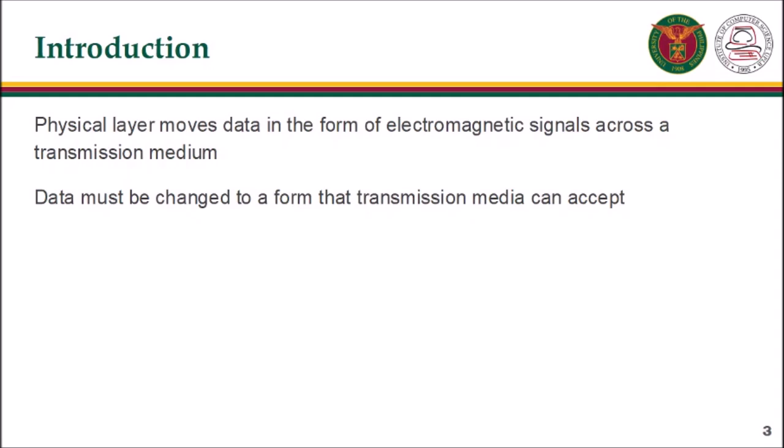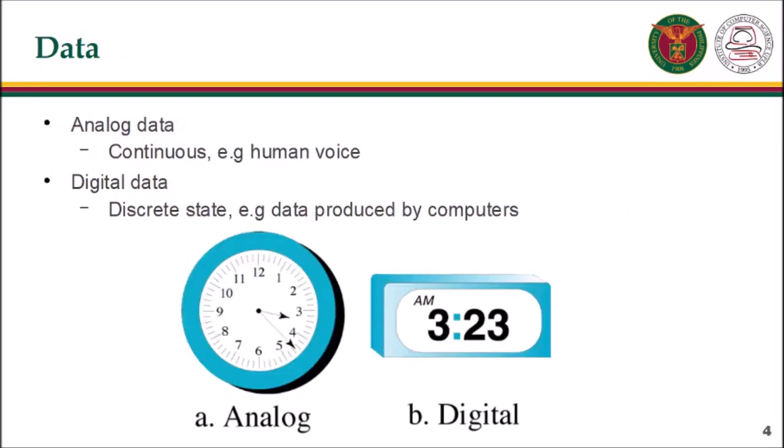Physical layer moves data in the form of electromagnetic signals across a transmission medium. Data must be changed to a form that transmission media can accept. Data can be analog or digital. The term analog data refers to information that is continuous. Digital data refers to information that has discrete states.